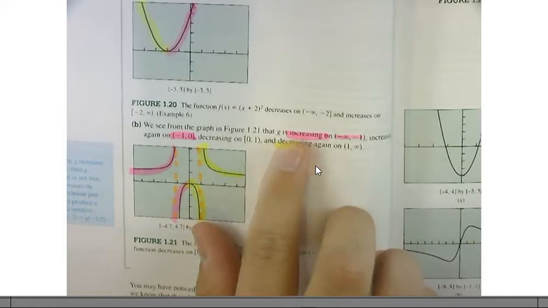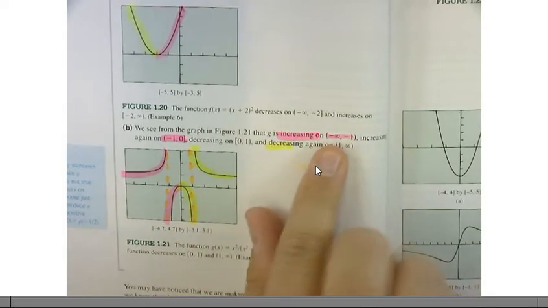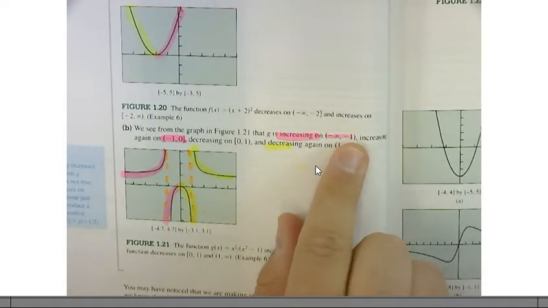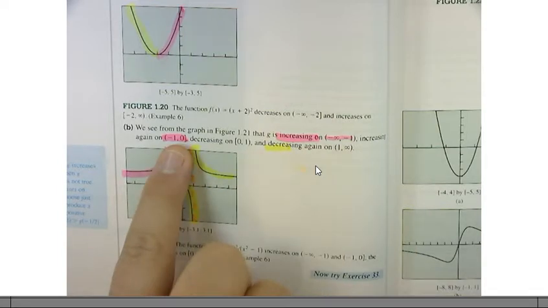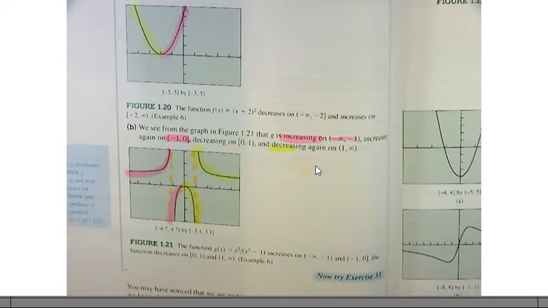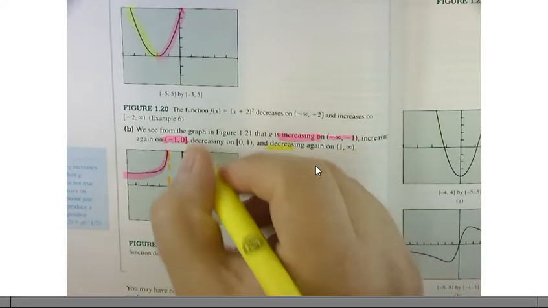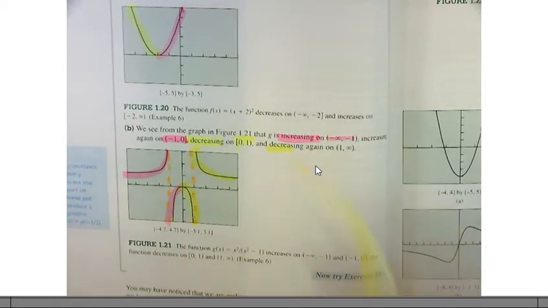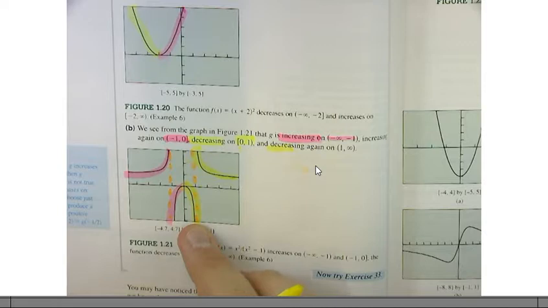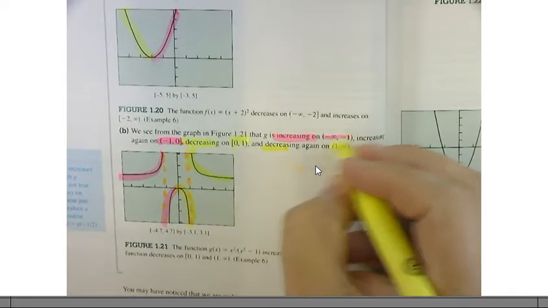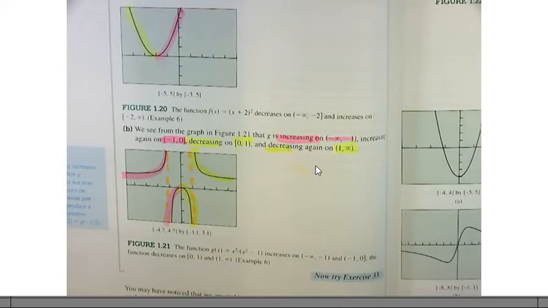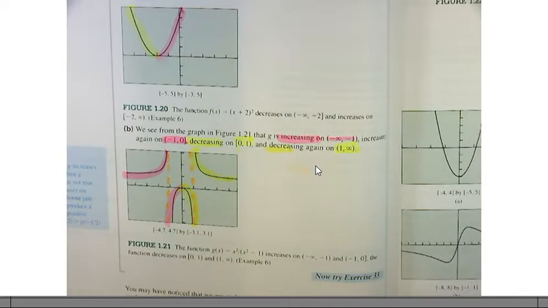We say that this function increases from negative infinity to negative 1, also from negative 1 to 0. Likewise, we kind of have to do the same thing on the decreasing end. We say that the function decreases from 0 to 1, right? And then again, it decreases again from 1 to positive infinity. So on your homework, you do have to be a little formal, right? It's just a tad more than looking at the graph.